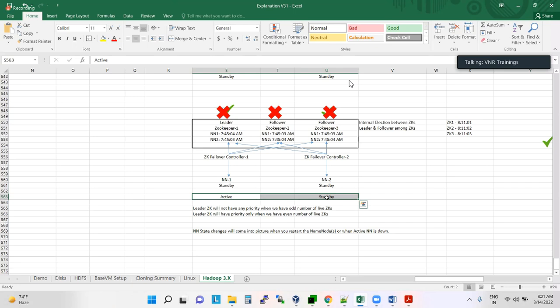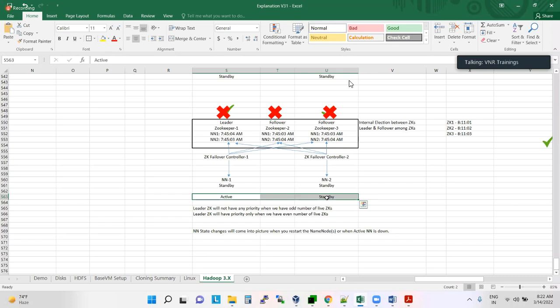So when does the problem come? If the active name node is down, then only I require zookeeper. When I need zookeeper help, when both are in standby, I need zookeeper help. If the active name node is down, one is active, one is standby, if active is down, I need zookeeper help. Yes or no? In remaining scenarios, do you think we require zookeeper help?